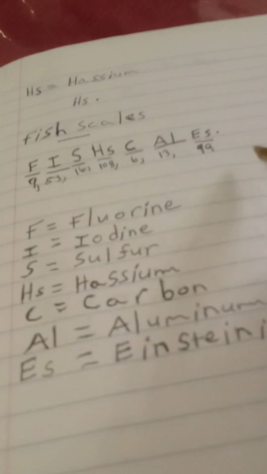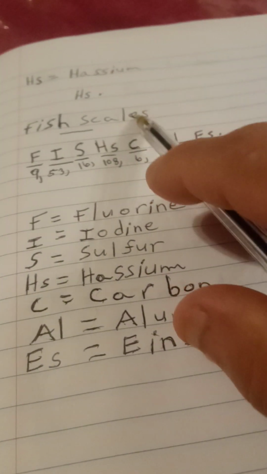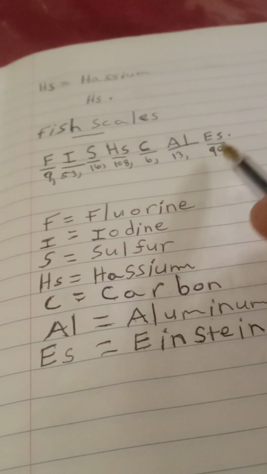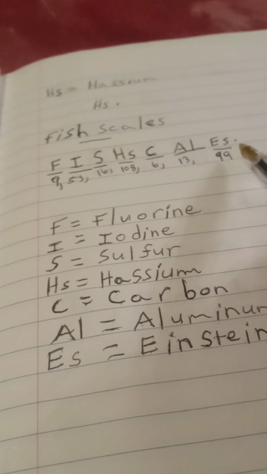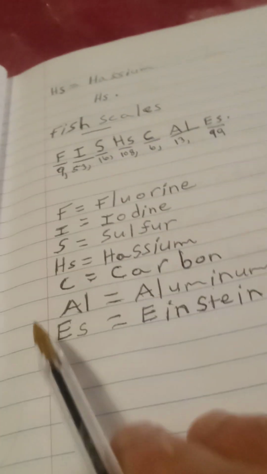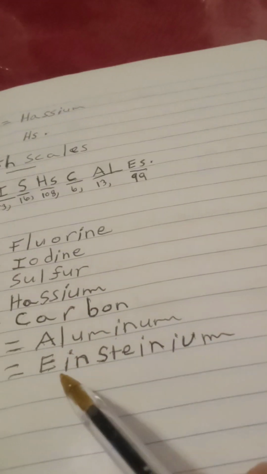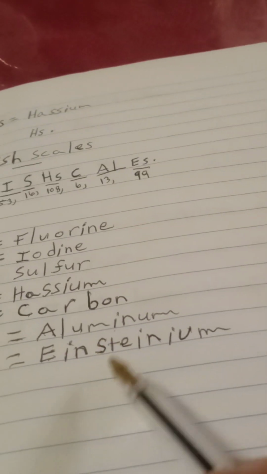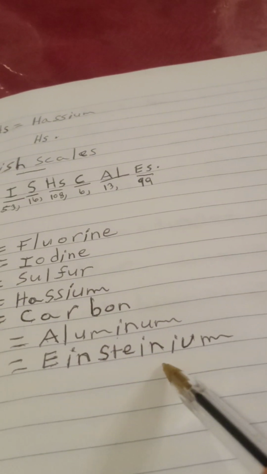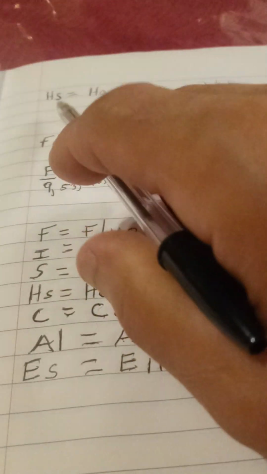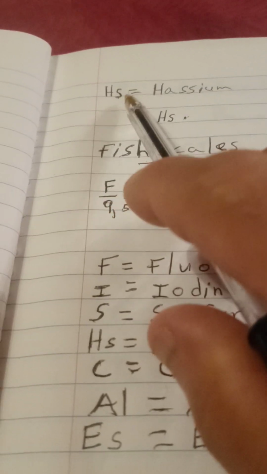Then I took the ES from scales, and I capitalized the E, and I kept the small s. Capital E and the small s is the chemical symbol for the element named Einsteinium. And we got fish scale. And this is how you can remember capital H and the small s.